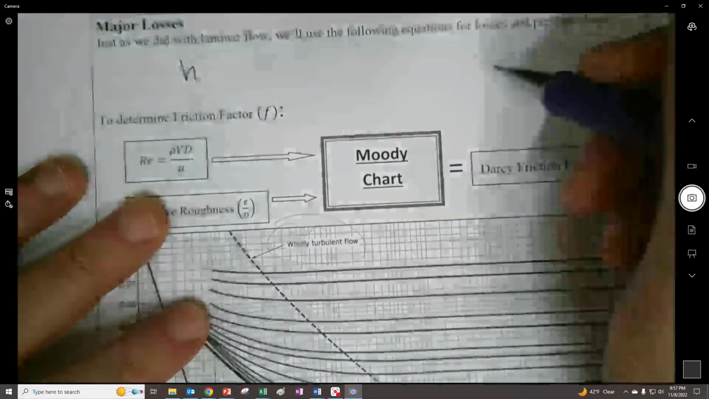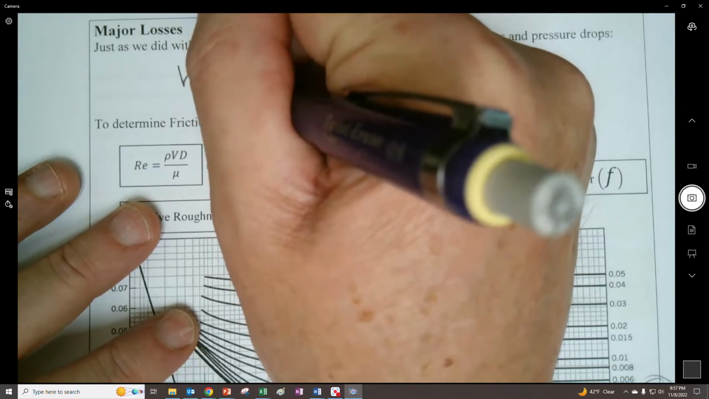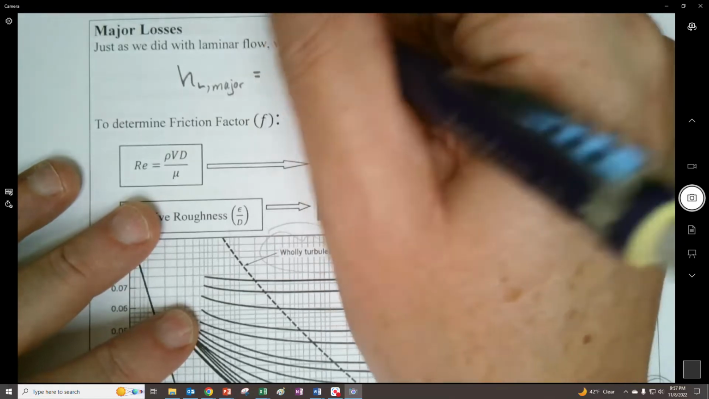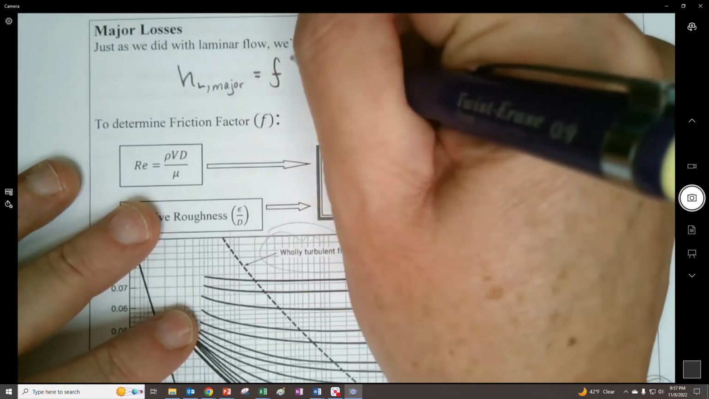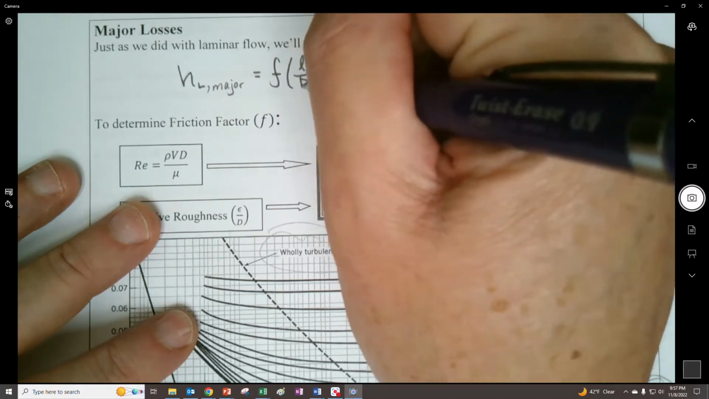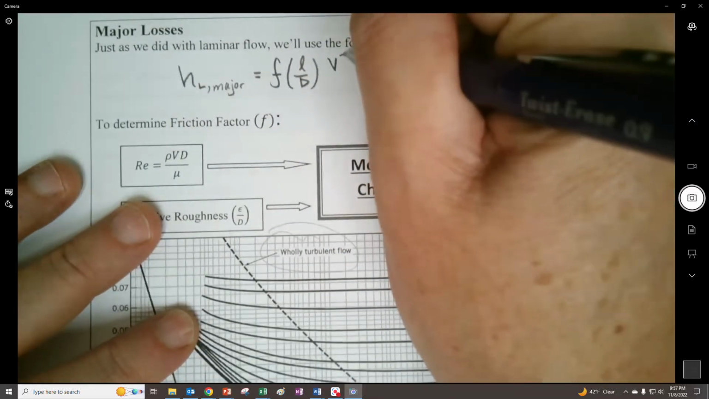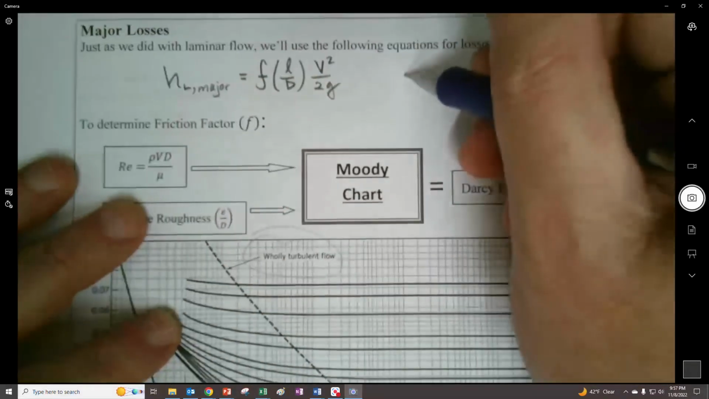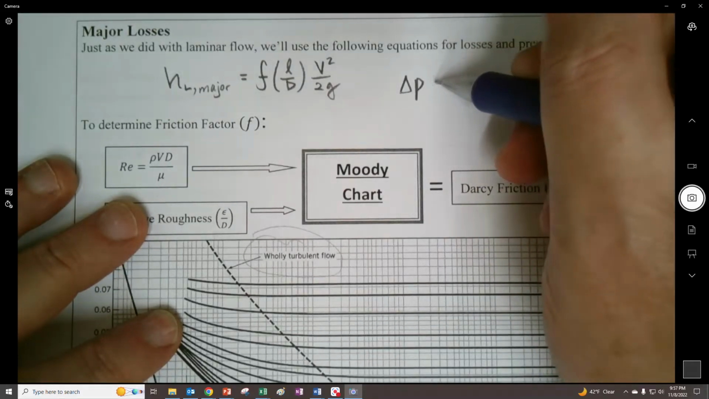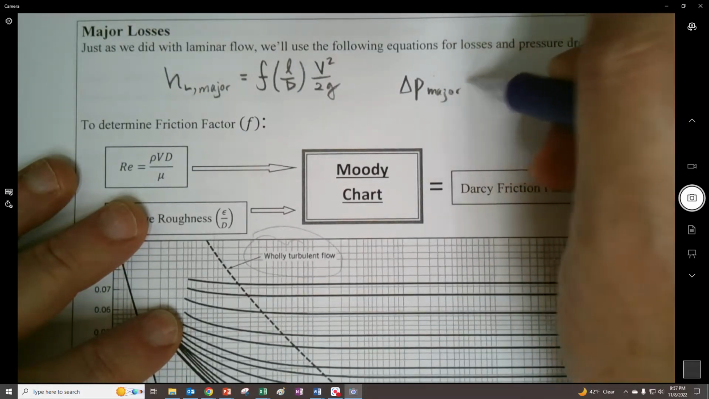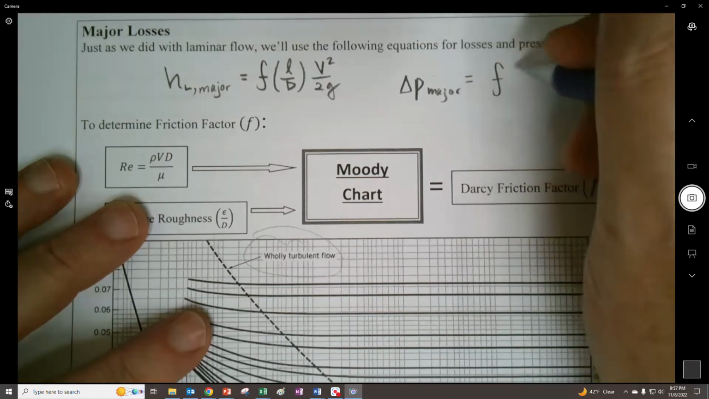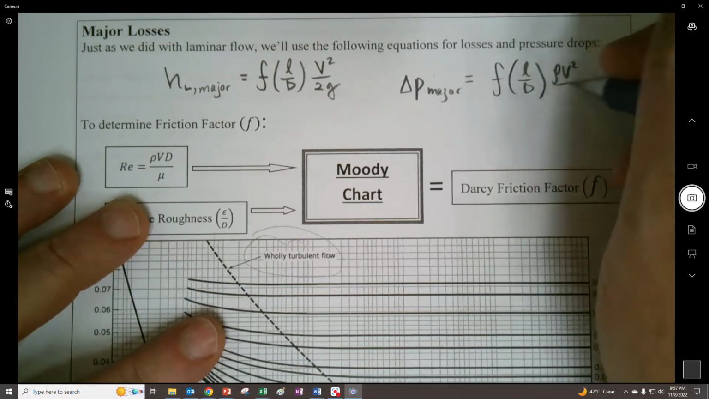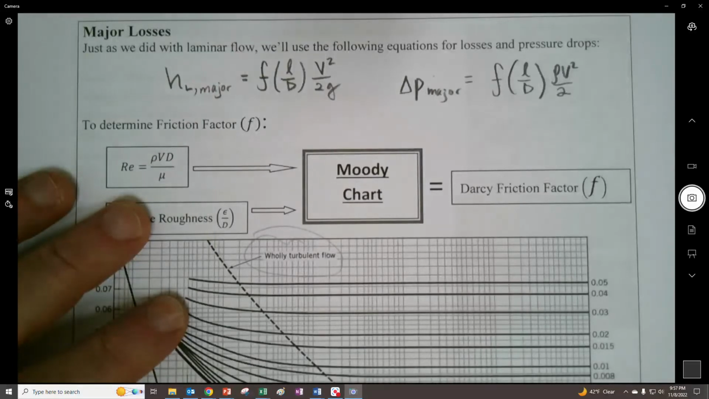We could write it either as a head loss or a pressure loss, but the traditional way to do this is to write for a head loss, which will be Darcy friction factor times the length over the diameter times v squared over 2g. That's what we consider the major head loss. If we want it by pressure, in a major pressure drop, we would take f times L over D and then take rho v squared over 2.